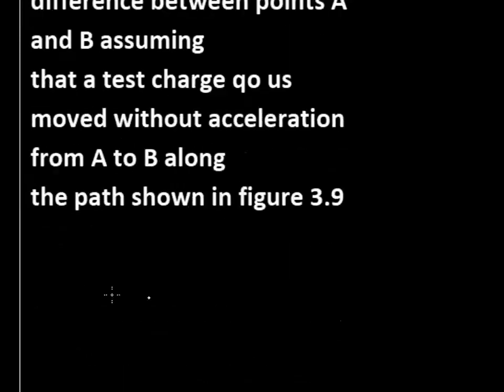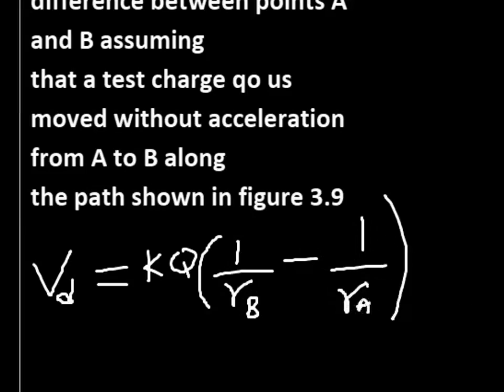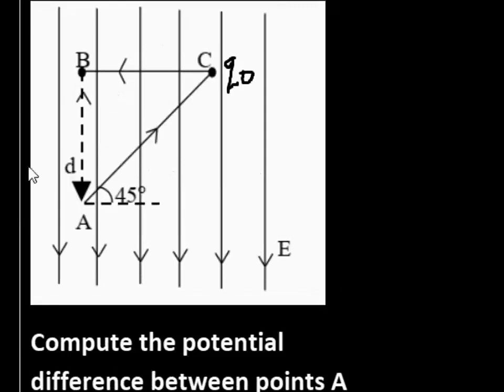You know our formula. So the potential difference, let me use VD to represent that, is going to be equal to KQ, open brackets, 1 over the distance of B, minus 1 over the distance of A. How do we get that distance? Let's go back. No distance was given to us, but we know that the distance from A to B is D, according to this diagram. So the question is, how do I use this D?